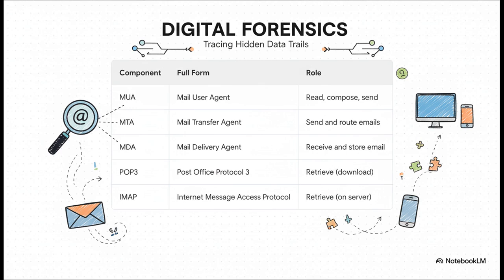But wait, how do you actually get your mail? That's where POP3 and IMAP come in. They're just two different ways of retrieving messages. POP3 is kind of old school. It downloads the mail to your device. IMAP, on the other hand, keeps everything synced on the server, which is probably how you're using email right now.